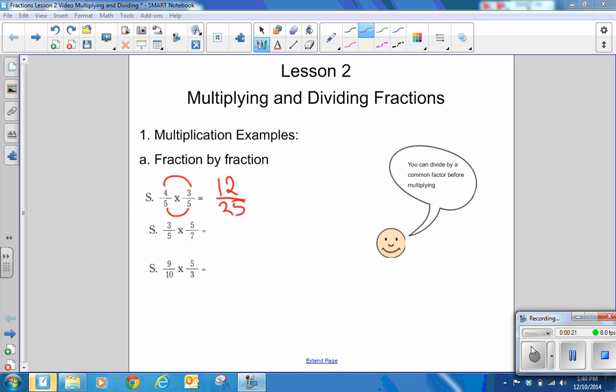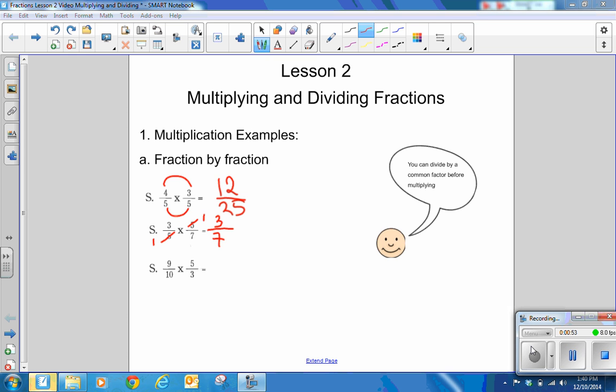Now, in the second example, I have 3/5 times 5/7. What I see is that I can cross-divide both fractions by 5. 5 divided by 5 is 1, and 5 divided by 5 is 1. So now I'm dealing with smaller numbers. I have 3 times 1 equals 3, and 1 times 7 equals 7.